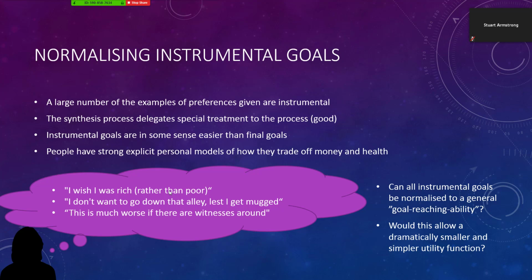But in the reading group we've discussed this, and it seems that in some way instrumental goals are quite a lot easier to work with than final goals. You could imagine normalizing all kinds of instrumental goals into some kind of general goal-reaching ability, and just say, I want to be as instrumentally powerful as possible, and then only focus on final goals. Do you think this kind of distinction makes sense?